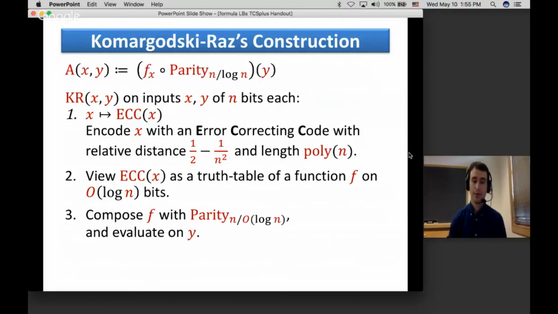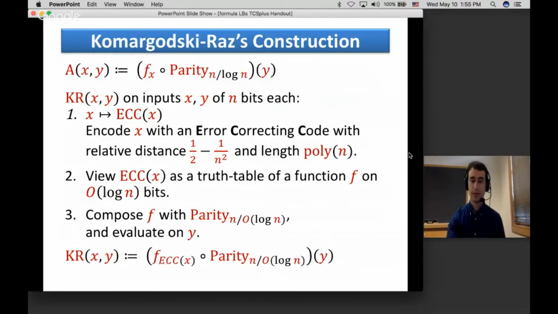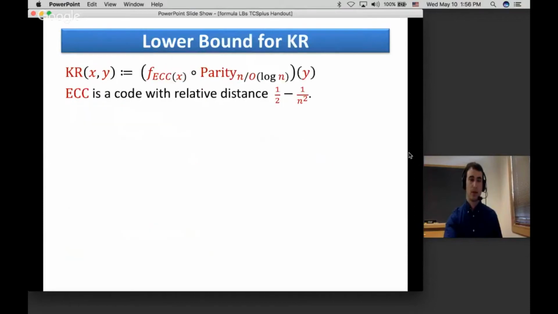And now you do the same. You compose the function with the parity and evaluate it on y. So overall, if you want to write it succinctly, you take the function described by this encoding of x, compose it with parity, and evaluate it over y. So this is what we have, and the error correcting code has very good relative distance.